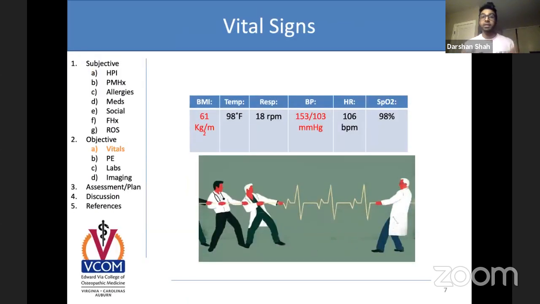Okay, let's look at her vital signs, right? So her weight, she's 61 kilograms. If you do the math on that, 61 times 2.2, I don't even know, probably 160-ish, 150-ish. Her temperature is fine. Respiration, she's breathing normal. Blood pressure, we got 153 over 103. So definitely elevated, right? The usual blood pressure we want to see is below 130 over 80. And then heart rate is 106, so she's a little bit tachycardic, nothing too alarming. And her oxygen saturation is 98%, so she's breathing well.